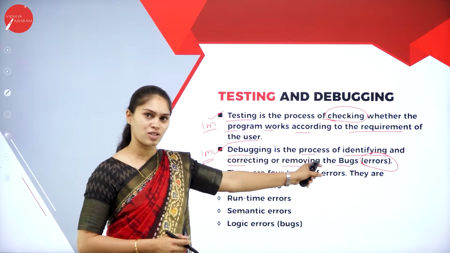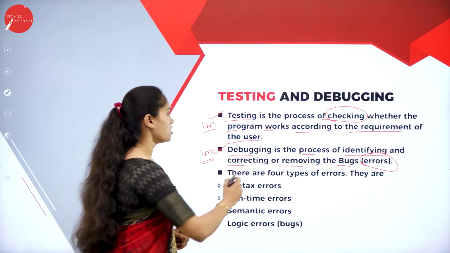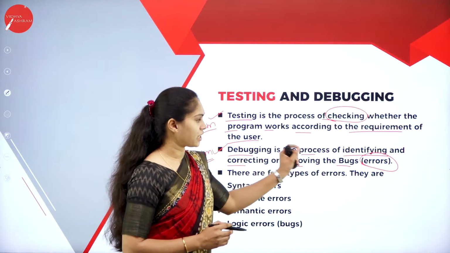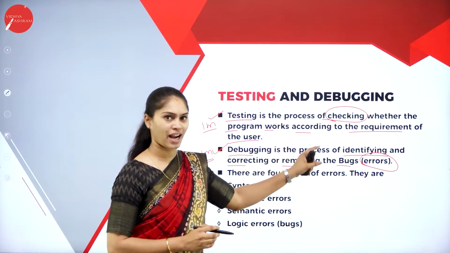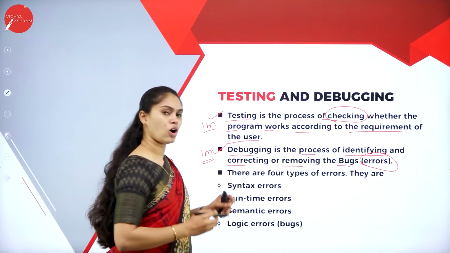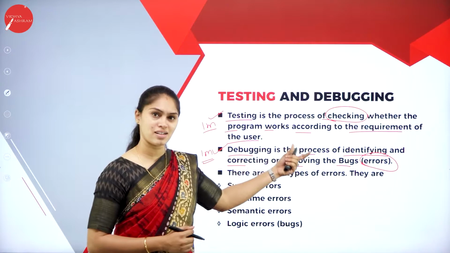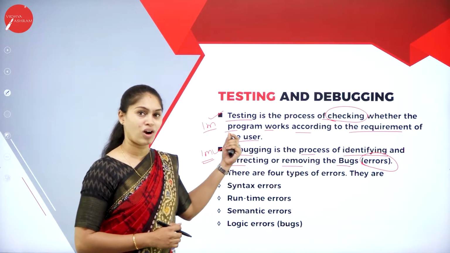Errors, that is also known as bugs. So, debugging is a process of correcting; mainly we have to identify first. So it is a process of identifying and correcting, or we can also remove those errors or bugs. That is nothing but what?